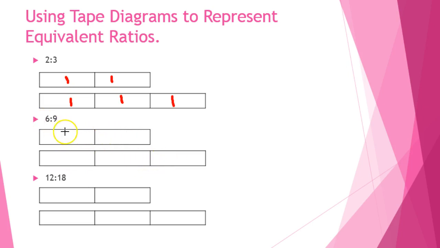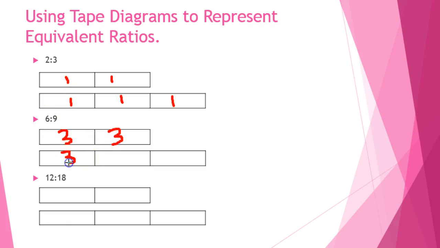So in this case, 6 to 9, I still only have 2 pieces of tape to represent the 6 and 3 pieces to represent the 9. So if I'm looking at this, I see that 2 pieces represent 6. So each piece, if I take and divide 6 by 2, I would get 3. So each piece is representing 3.